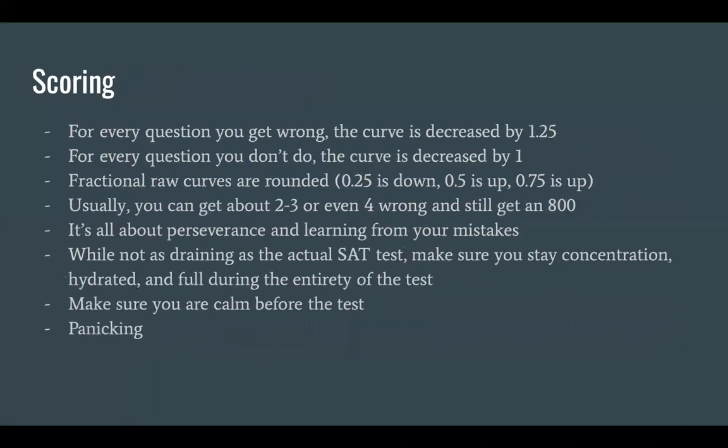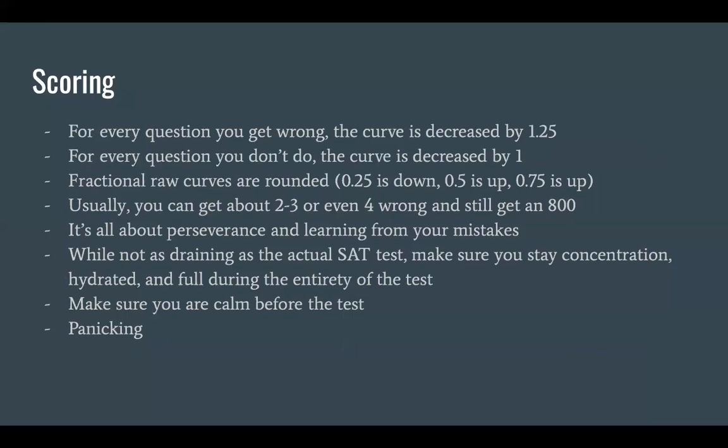All right, okay, so scoring. I'm pretty sure all of you already know the scoring. For every question you get wrong, your raw score is decreased by 1.25. For every question you don't do, it is decreased by 1. Fractional raw scores are rounded. So for example, 0.25 is rounded down, 0.5 is rounded up, and 0.75 is also rounded up. So usually you can get about 2 to 3 or even 4 wrong and still get an 800.